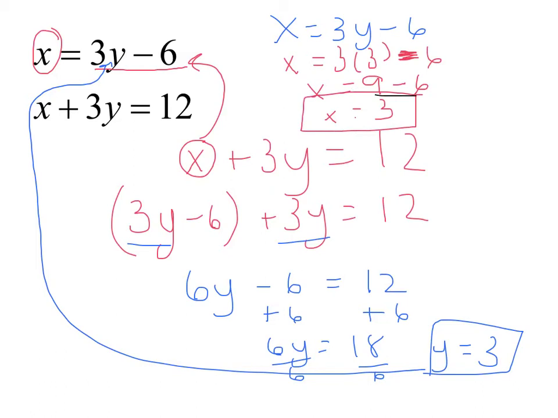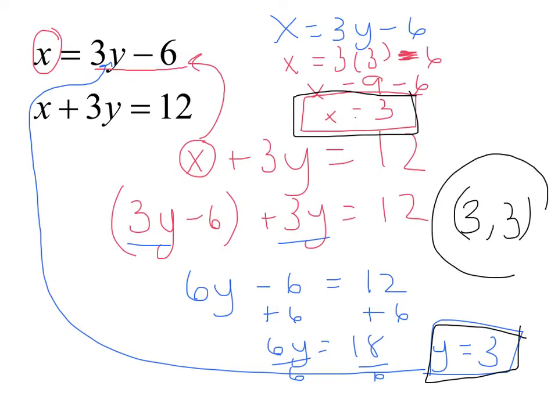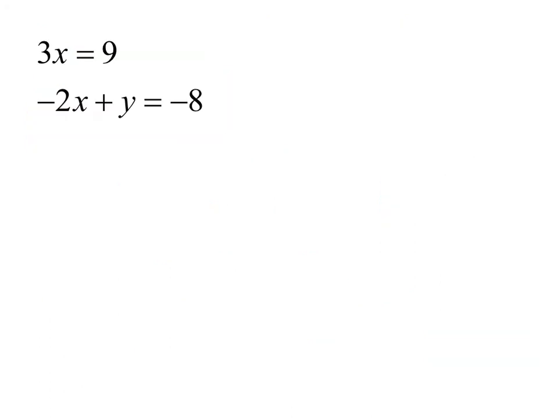Okay, so now here I have x is equal to 3 and y is equal to 3. So my point is (3, 3). So this point here represents where these lines intersect if you were to graph them. Okay, so let's try.